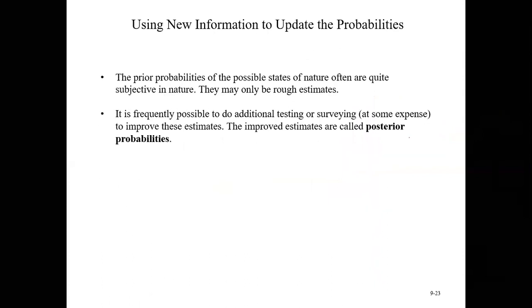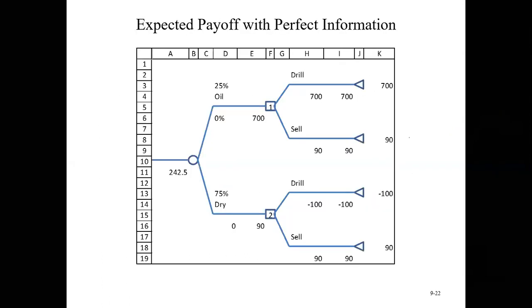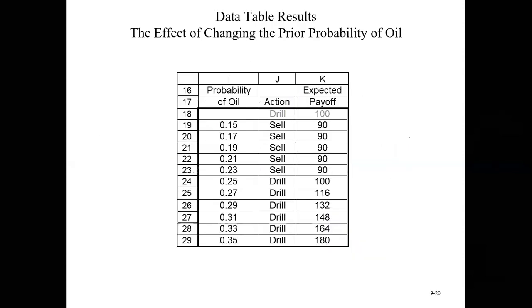What I would require from you for the purpose of the homework assignment and also for the final exam actually ends right here with the expected payoff with perfect information, with the prior probabilities. So I don't expect you to do anything on posterior probabilities, but just to have an understanding of why would I need to discuss prior probabilities and posterior probabilities. What's the difference between those two? Okay. Questions on anything else?